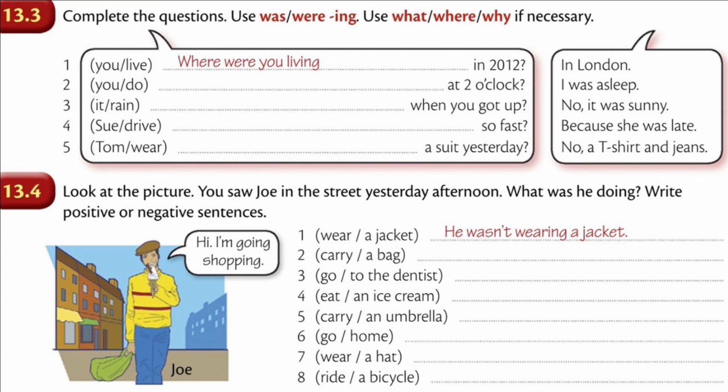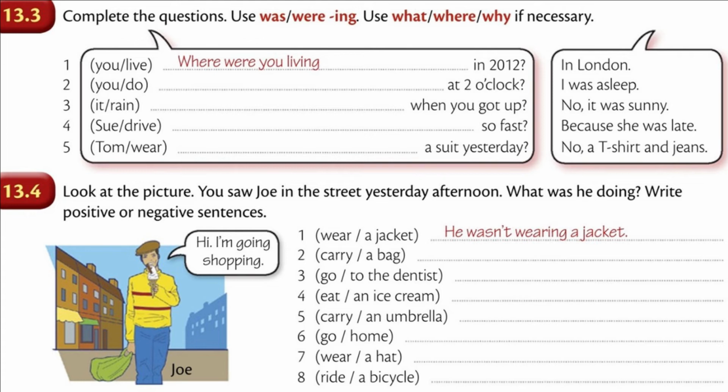13.3. Complete the questions. Use was, were, ing. Use what, where, why, if necessary. Number 1. You live. Where were you living in 2012? Number 2. What were you doing at 2 o'clock? I was asleep. Number 3. It rained. Was it raining when you got up? No, it was sunny.